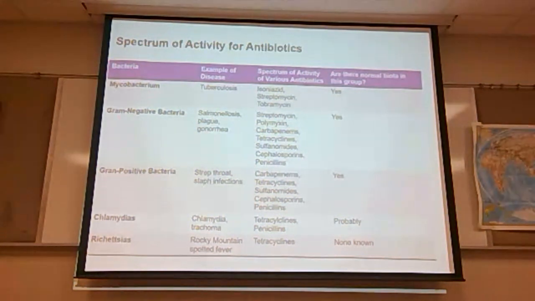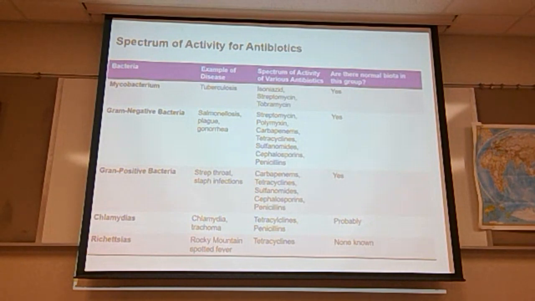Gram-negative bacteria. Are there gram-negative bacteria in our normal microbiota? Yes, there are. These are the antibiotics given against gram-negatives. Gram-positive. Here are, again, those things given against gram-positive. Plague, gonorrhea, salmonella, gram-negative. Strep throat, staph infections, gram-positive. Chlamydia causes chlamydia. Again, penicillins and tetracycline. Are there normal microbiota in this group? Probably.